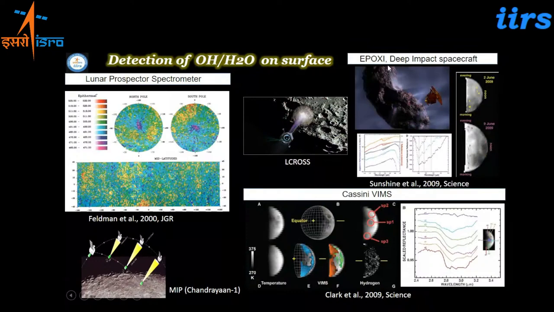Then Deep Impact EPOXI, NASA's extended mission of the Deep Impact spacecraft, is targeted to fly by a comet. So in November 2010, en route to the comet, the spacecraft made numerous close observations of the Earth-Moon system and observed the Moon, particularly the water absorption features in the near infrared spectrometer. Then another, Cassini, mapped the distribution of water using data from VIMS, the visual and infrared mapping spectrometer, and it has shown the water and hydroxyl absorption in many of the locations on the lunar disk.